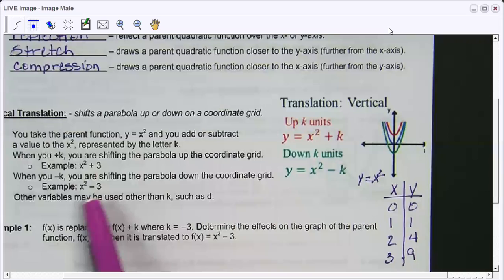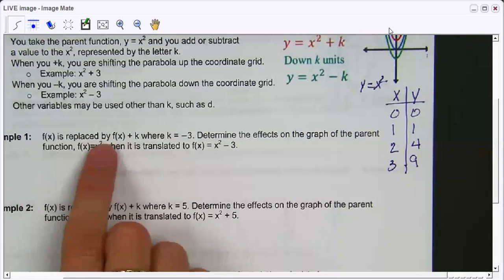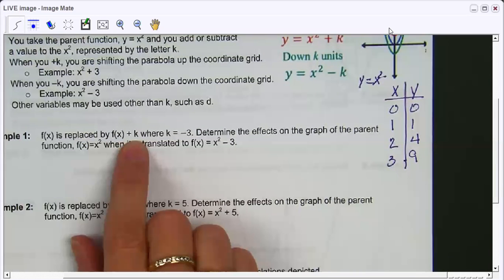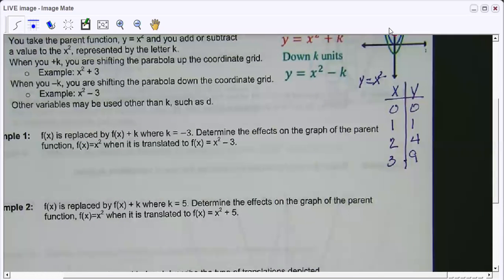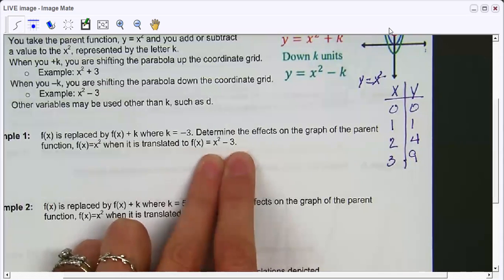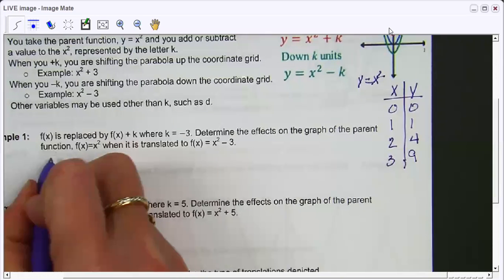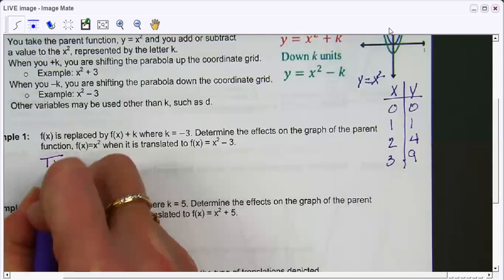Okay. So let's look at example 1. F of x is replaced by f of x plus k, where k equals -3. All that means is that you're taking a function, f of x equals x squared, and you are subtracting 3. What is happening to the parent function when you subtract 3? Vertex will go down. Yes, so the parent function is shifted down 3 units.